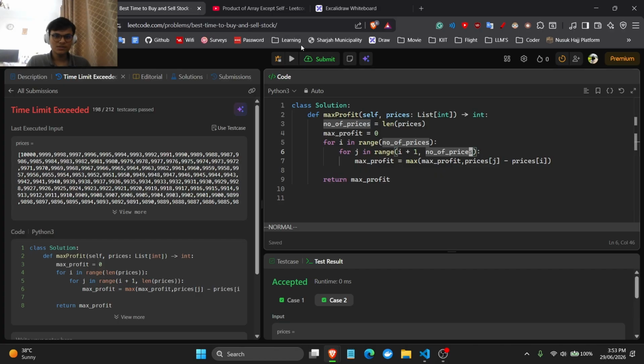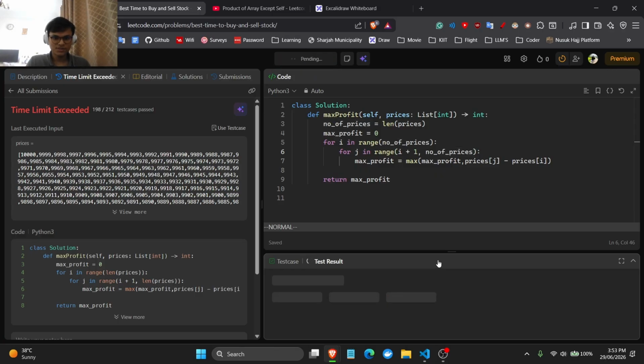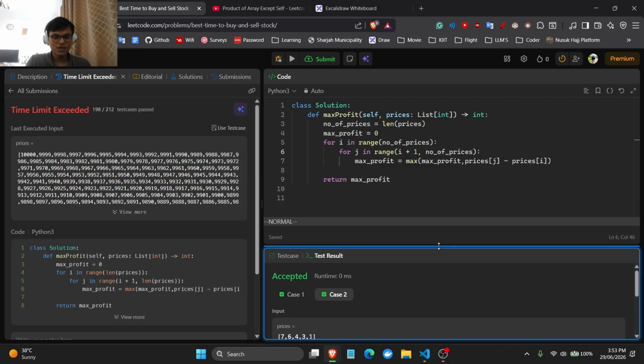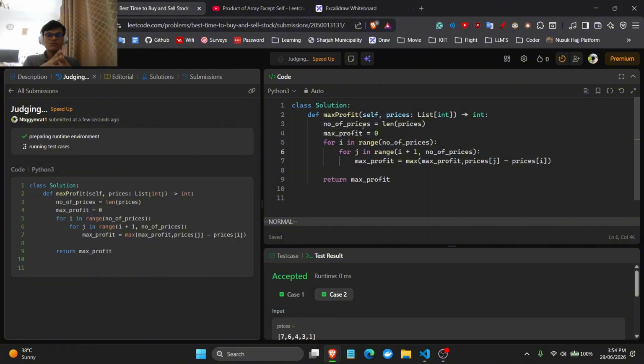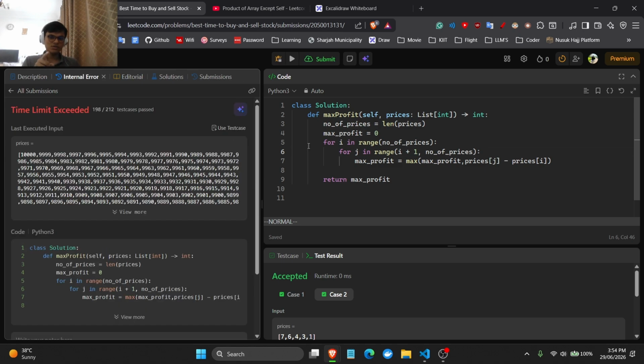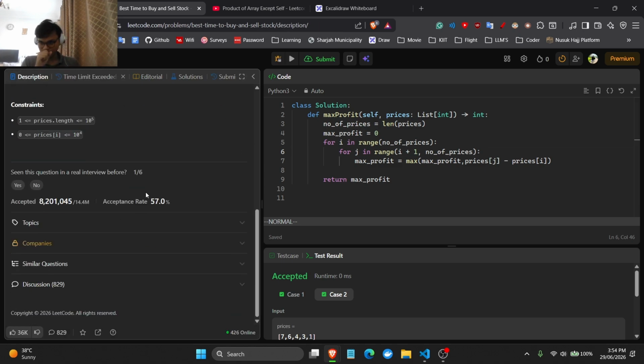Surely there's something much better than this. This is O(n^2). Now my aim would be to somehow find an O(n) solution for this. I don't know how, but let's see if I could find an O(n) solution, because I know there's an O(n) solution. Again, time limit exceeded, that kind of stuff.